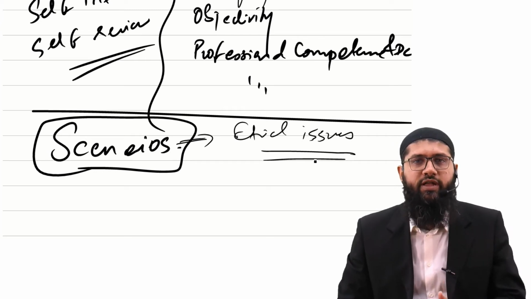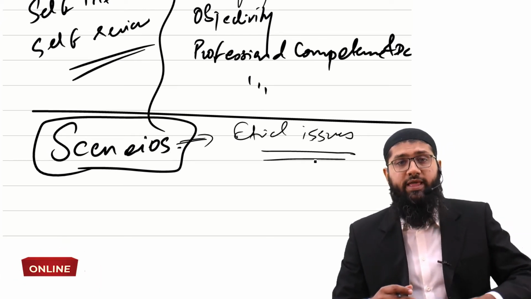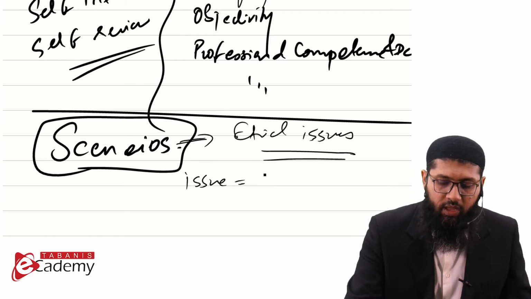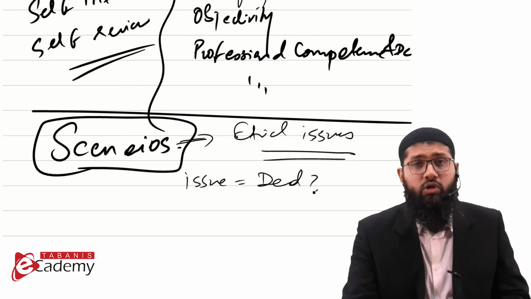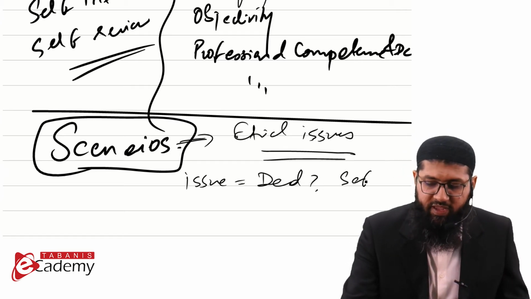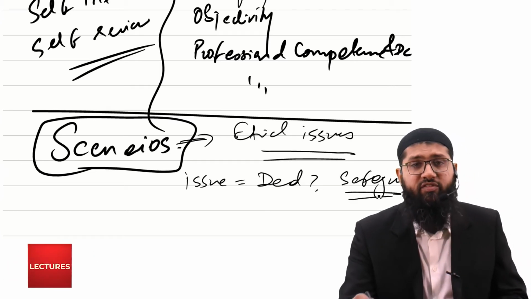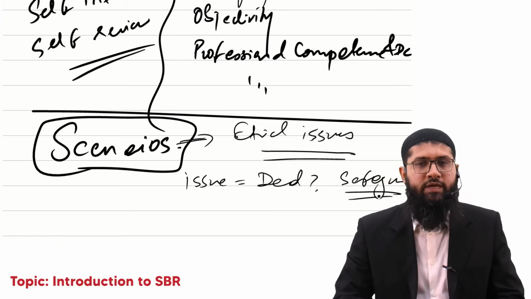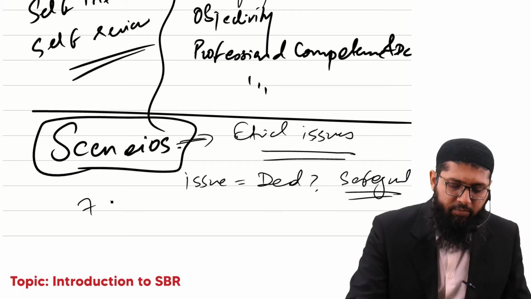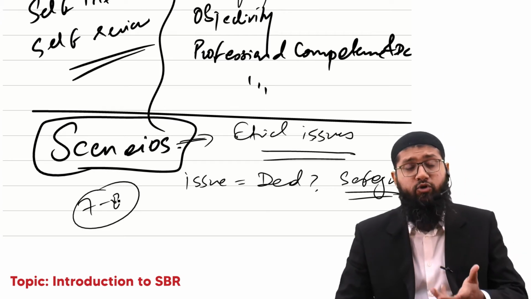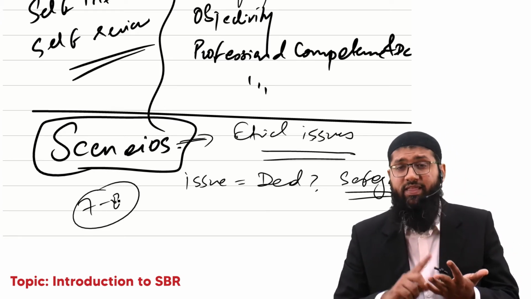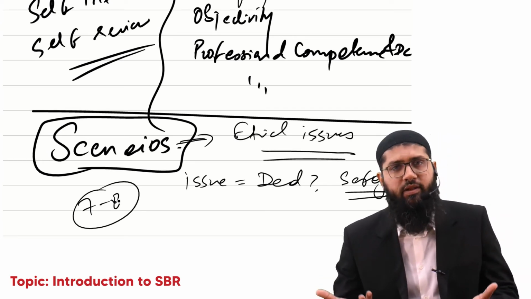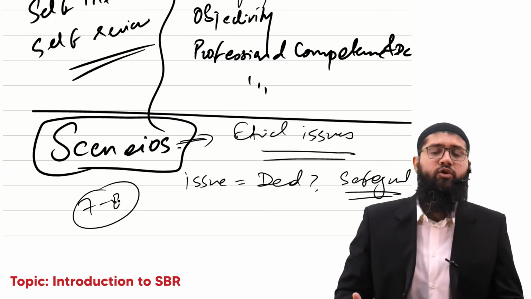So what is it that you need to do? You need to suggest what the ethical issues arising are, how you would deal with that issue, and what safeguards you would exercise in order to deal with it. So that is something that you would have to do. You could expect around 7 to 8 marks in the examination pertaining to ethics. Ethics and current issues constitute around 15 to 20 marks of the paper, and it's an important area. It's not an area that you can leave.